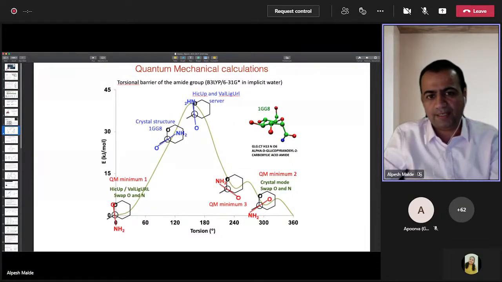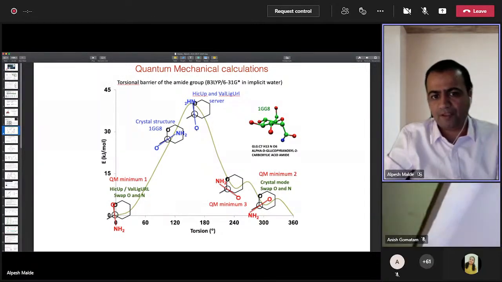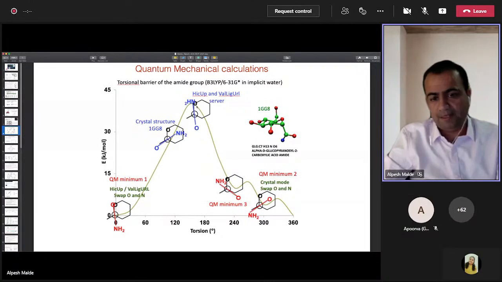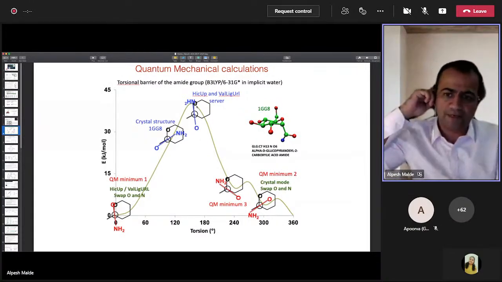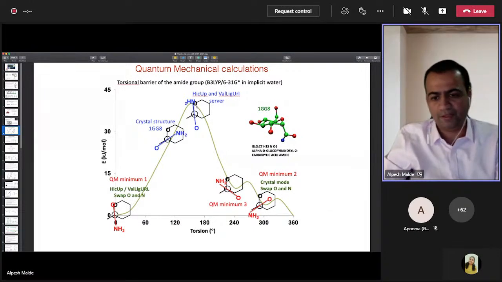And what we realized is that if we swap oxygen and nitrogen in these two structures, it actually gives me QM minimum 2. And for this server, if I swap oxygen and nitrogen, it gives me QM minimum 1. And there is an additional minimum. So what is happening here? It looks very simple to swap oxygen with nitrogen, but in the electron density it's difficult to identify whether it is an oxygen or nitrogen, based on the resolution. So just one swap can lead you to a structure with such a difference in the relative energy.